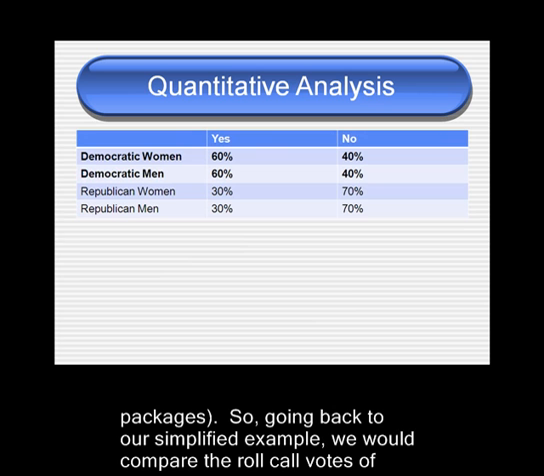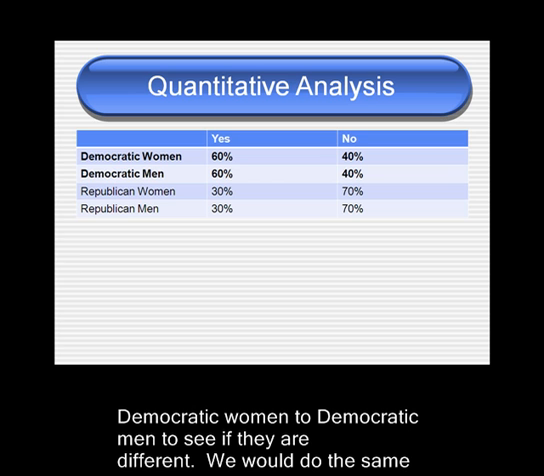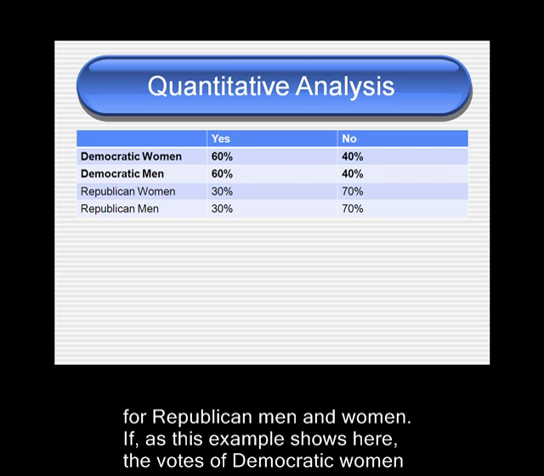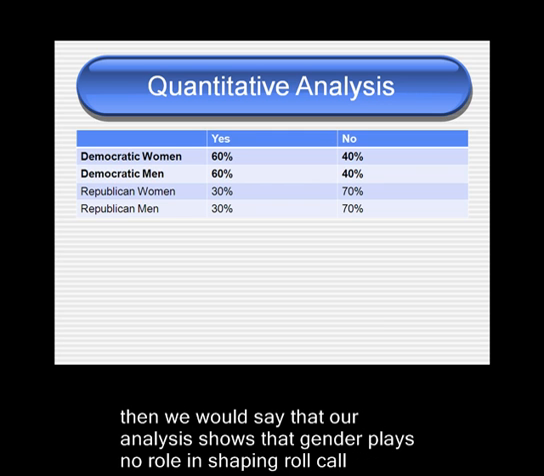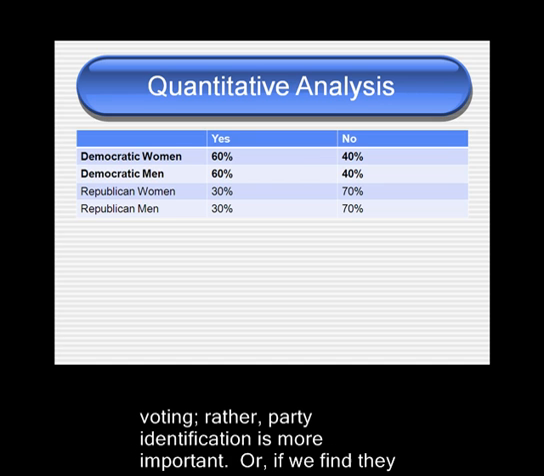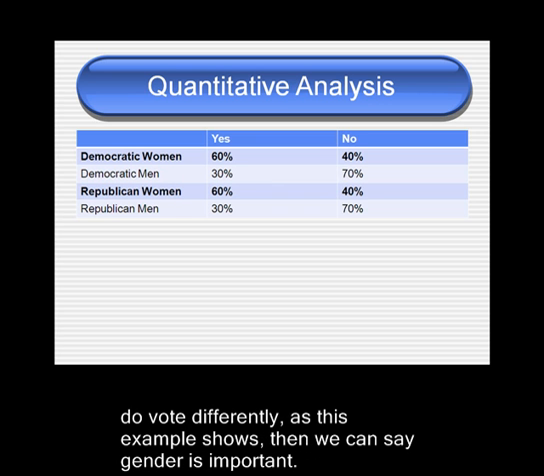So going back to our simplified example, we will compare the roll call votes of Democratic women to Democratic men to see if they are different. We would do the same for Republican men and women. If, as this example shows here, the votes of Democratic women are no different than Democratic men, and the votes of Republican men and women are no different, then we would say that our analysis shows that gender plays no role in shaping roll call voting. Rather, party identification is more important. Or, if we find they do vote differently, as this example shows, then we can say gender is important.